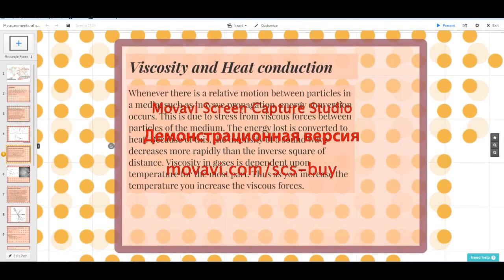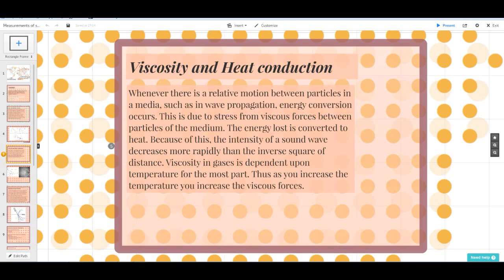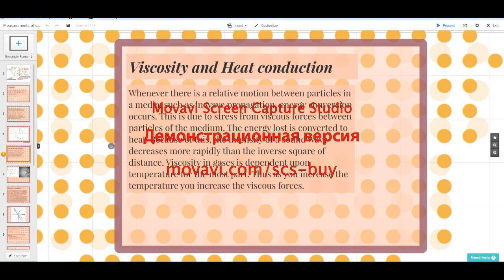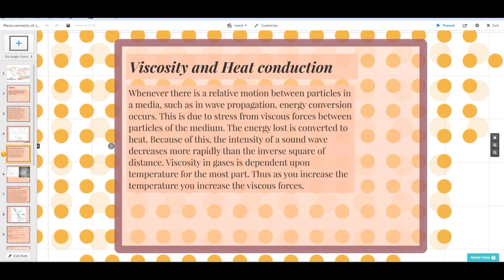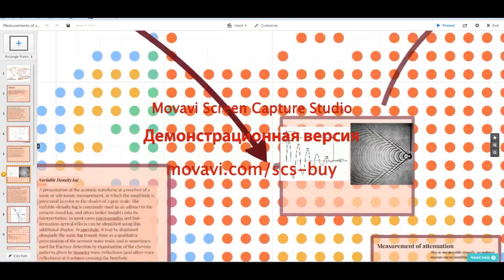Viscosity and heat conduction. Whenever there is a relative motion between particles in a medium, such as in wave propagation, energy conversion occurs. This is due to stress from viscous forces between particles of the medium. The energy lost is converted to heat. Because of this, the intensity of a sound wave decreases more rapidly than the inverse square of distance. Viscosity in gases is dependent upon temperature for the most part. Thus, as you increase the temperature, you increase the viscous forces.